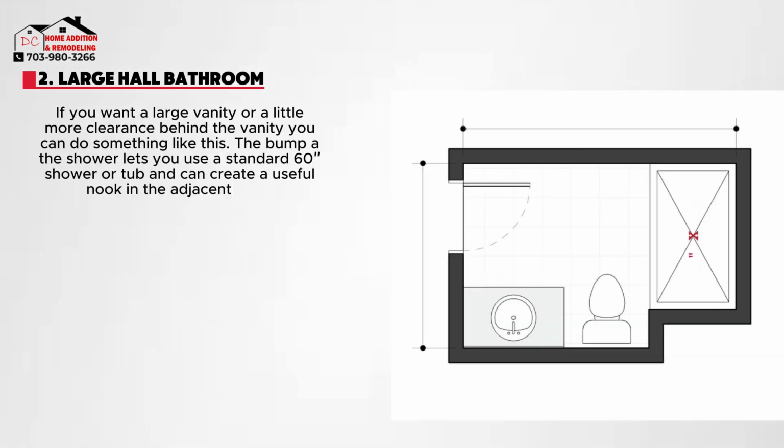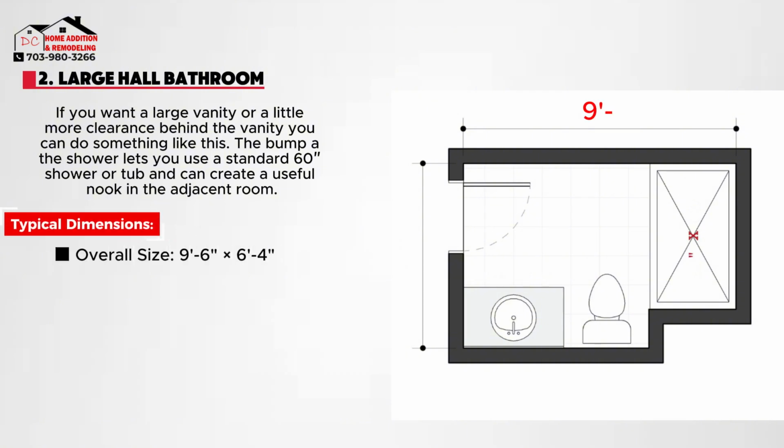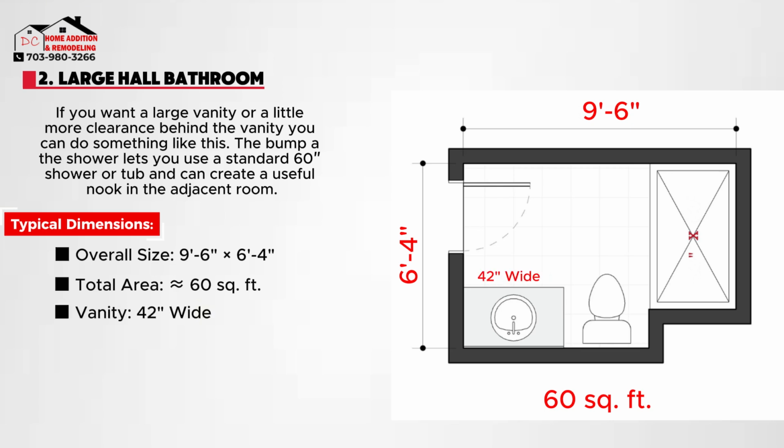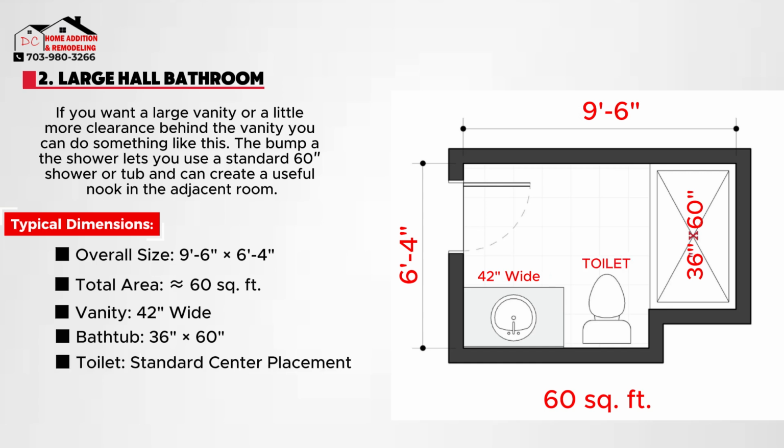If you want a large vanity or a little more clearance behind the vanity, you can do something like this. The shower lets you use a standard 60-inch shower or tub and can create a useful nook in the adjacent room. Typical dimensions: overall size 9 feet 6 inches by 6 feet 4 inches. Total area approximately 60 square feet. Vanity 42 inches wide. Bathtub 36 inches by 60 inches. Toilet standard center placement. Entry side swing.